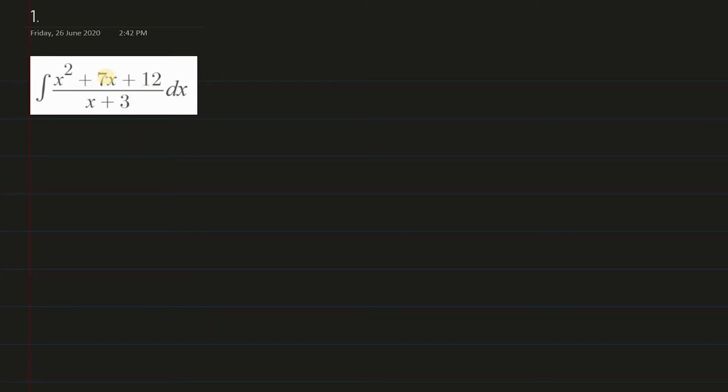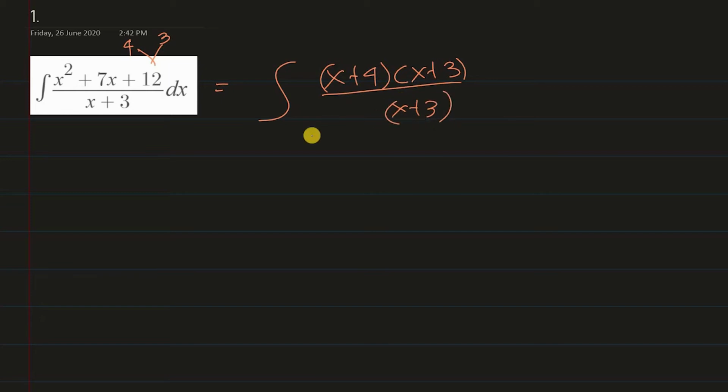So, mag-simplify muna tayo. Kung makikita nyo yung ating numerator, pwede nating siyang ma-factor out, di ba? 12 is a product of 4 and 3, and 4 plus 3 is 7. So, factoring this out, we will have x plus 4 times x plus 3 over x plus 3. So, kung mapapansin nyo, pwede nating i-cancel out yung x plus 3. So, now, pwede nating ma-solve ng mas madali yung ating function.